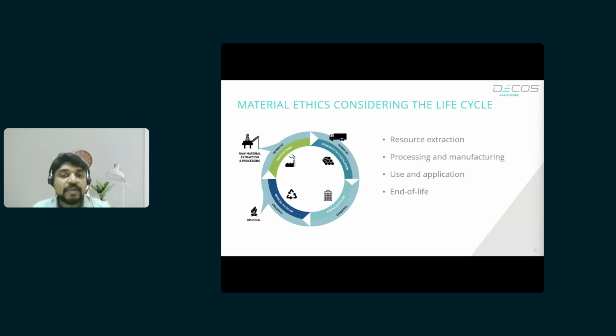Processing and manufacturing focuses on minimizing environmental damage and ensuring responsible waste management. Use and application involves ethical considerations, which include the potential for a material to bias outcomes or its impact on human health and safety. End of life is the stage focused on minimizing waste through recycling or responsible disposal practices.